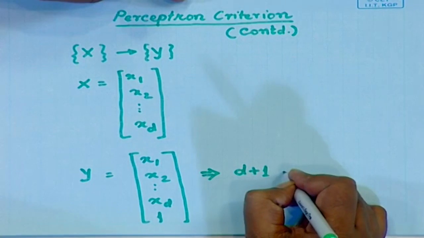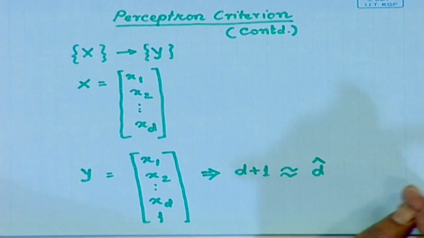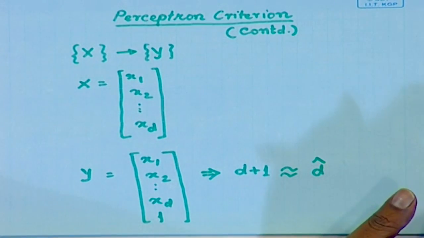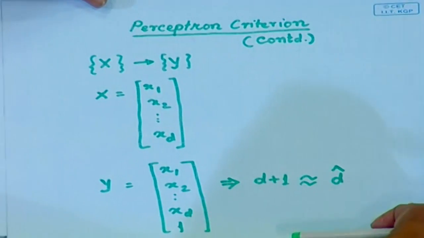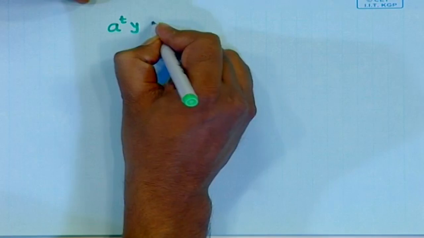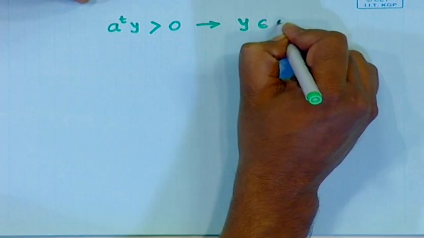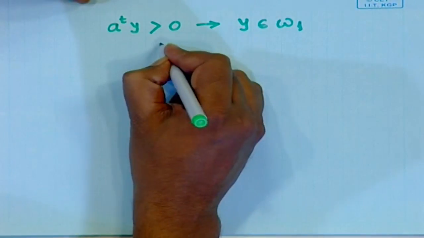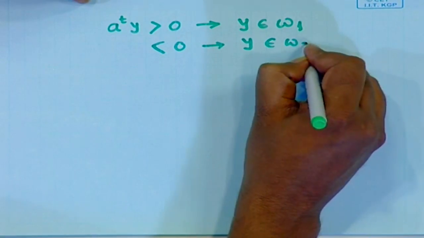Let me put it as, we are considering vectors of dimension d hat, which is nothing but d plus 1, where d is the dimensionality of the original set of vectors. Given this situation, we have seen that our classifier is of this form: if A transpose y is greater than 0, we decide that y is from class omega 1. If it is less than 0, then we decide y belongs to class omega 2.